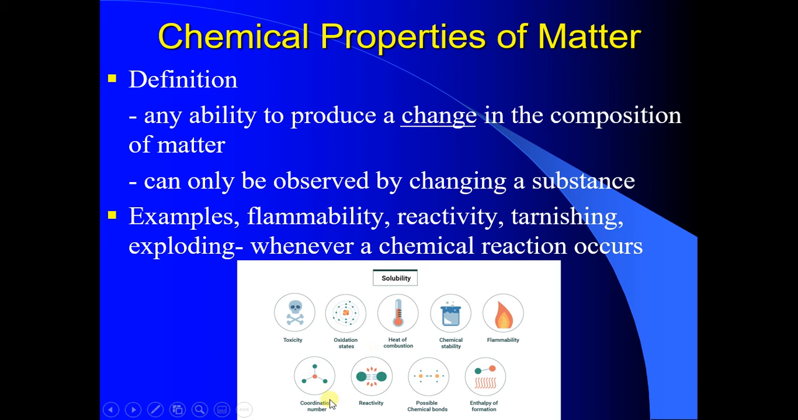So here are some different examples of chemical properties: toxicity, oxidation state, heat of combustion, flammability, chemical stability, reactivity. All of these things represent properties that can only be determined by having the substance undergo a chemical reaction and change into something else. So, for example, iron's ability to oxidize is a chemical property. It can only be observed when it reacts with oxygen and rusts, forms a different substance, iron oxide. That's what rust is.